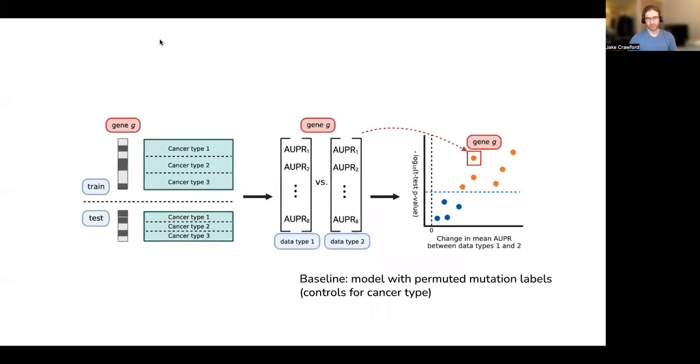And as a baseline, we're going to look at a model with permuted mutation labels. The reason is this controls for cancer type. It controls for the predictor that's only using cancer type information to predict whether a sample is mutated or not. So we want to look at signal above that baseline.